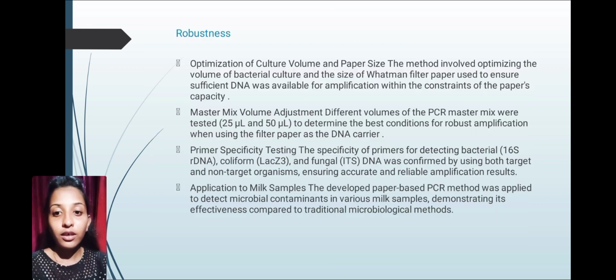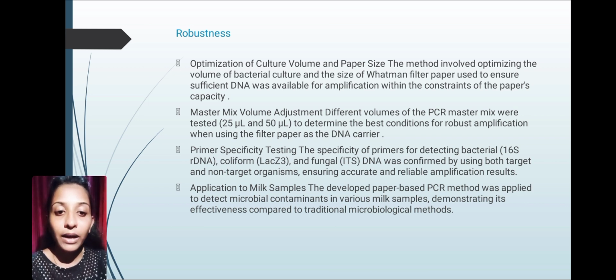Next is robustness. The method involves optimizing the volume of bacterial culture and the size of the Whatman filter paper used, to ensure sufficient DNA was available for amplification within the capacity of the paper. Then different volumes of PCR mix were tested, for example 25 microliter and 50 microliter, to determine the best conditions for robust amplification when using the filter paper as the DNA carrier.